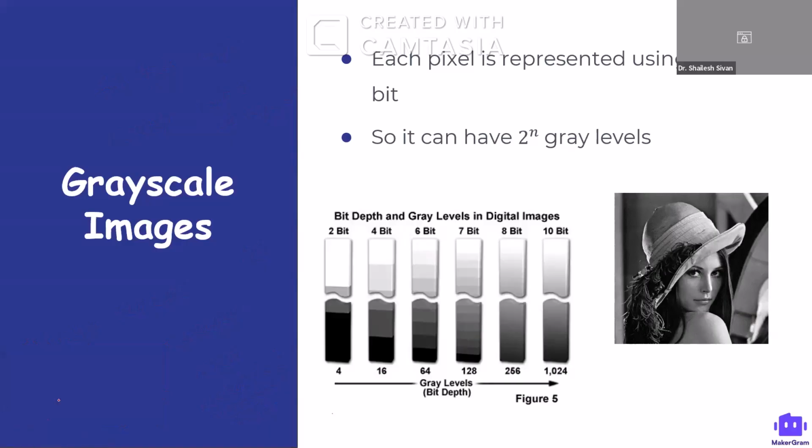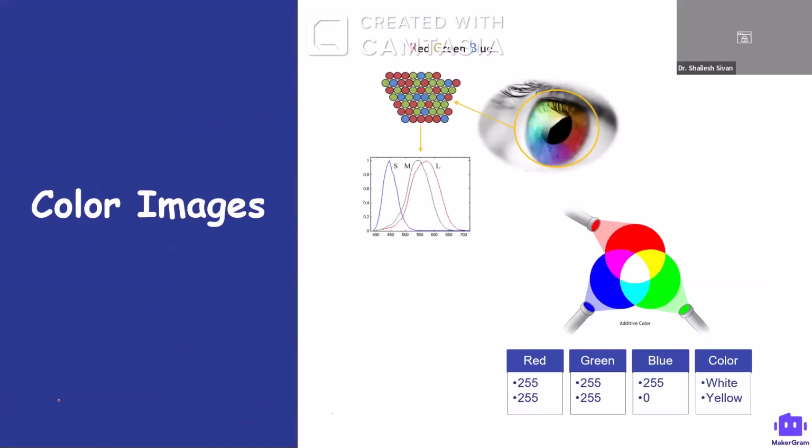Now, the case of color images. Color images are represented using different color spaces. The common color space we use is the RGB image. Every color can be a superposition of three primary colors, which are red, blue, and green. Whatever color you have is a combination of different intensities of red, blue, and green.